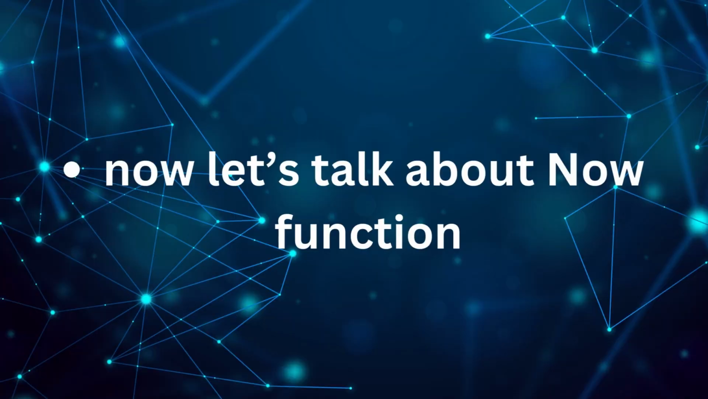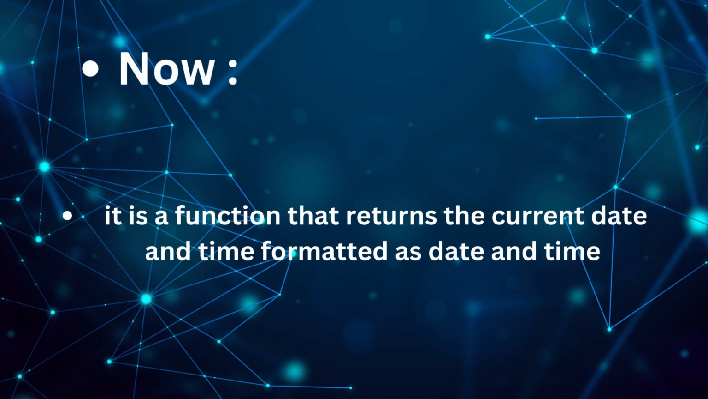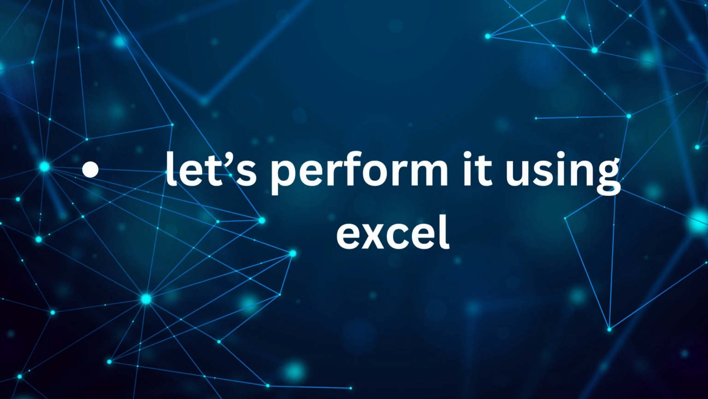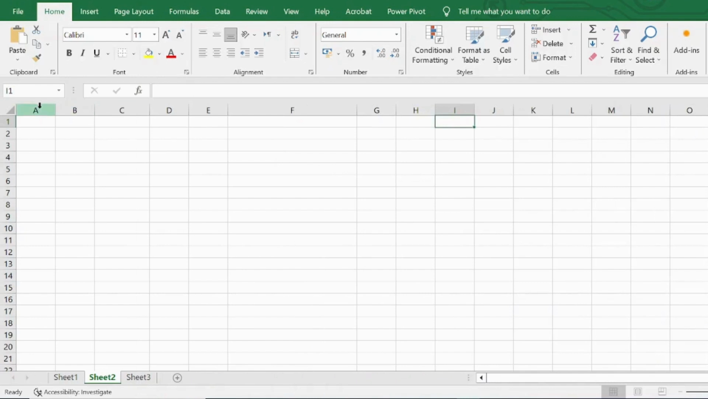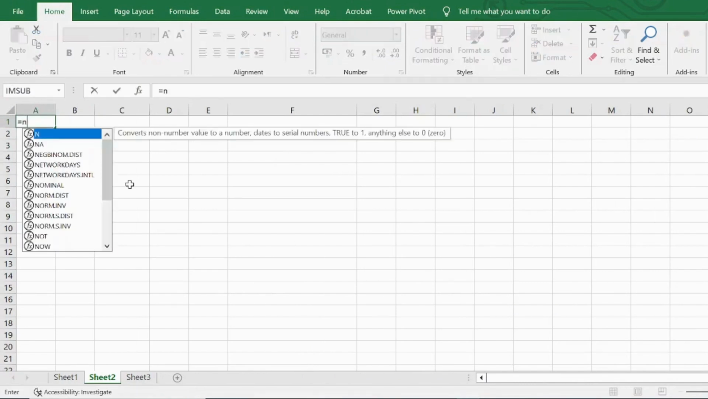Now let's talk about the now function. It is a function that returns the current date and time formatted as date and time. Let's perform it using Excel. For example, I want this cell to have the value of the date of today and the time of this minute. So equal now, open parenthesis, close parenthesis.